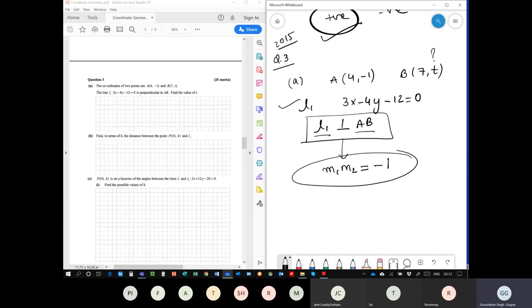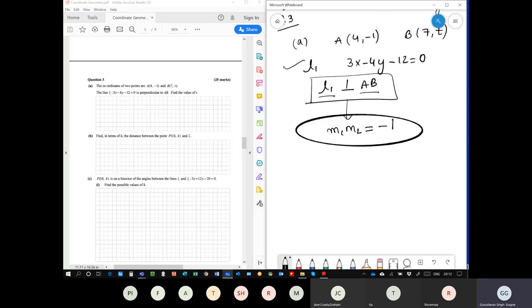So all you need to do is find out the slope of AB, find out the slope of L1, multiply and put it equal to -1, and that will give you one equation, and you can solve for t. That's the logic. So let's find out the slope of AB first. In case of AB, I know the points, so I can directly use the formula y2 minus y1 over x2 minus x1. So I'll get t plus 1, because this is already minus, so it will change to plus, over 7 minus 4. So I will get t plus 1 over 3. That's the slope of AB.